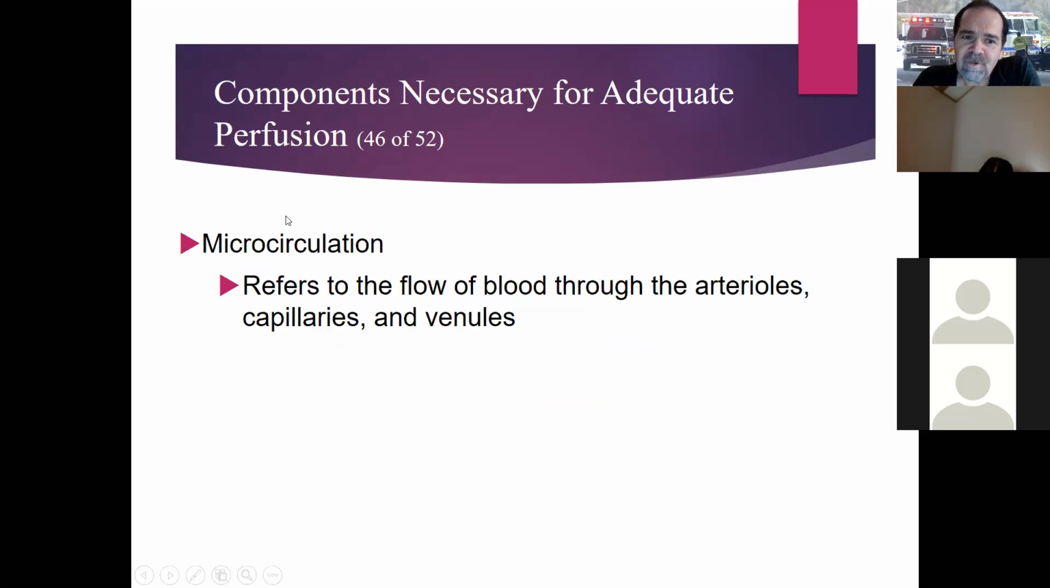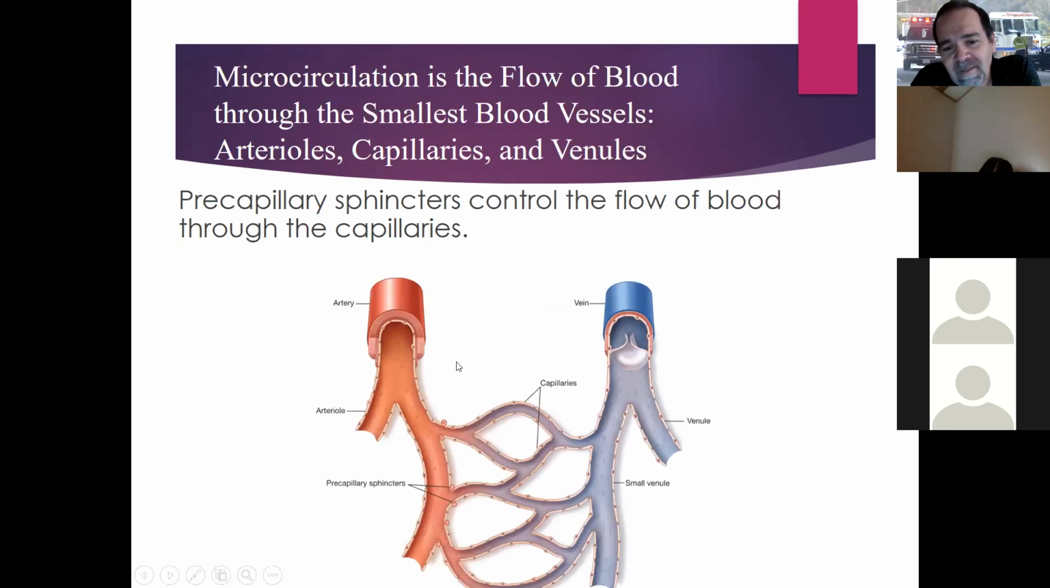So microcirculation, I'm sorry, refers to the blood flow through the arterioles, capillaries, and venules. So at this point, microcirculation is the blood flow through the smallest blood vessels: arterioles, capillaries, and venules. And the precapillary sphincters, which are basically little muscles located right here, can actually close up.